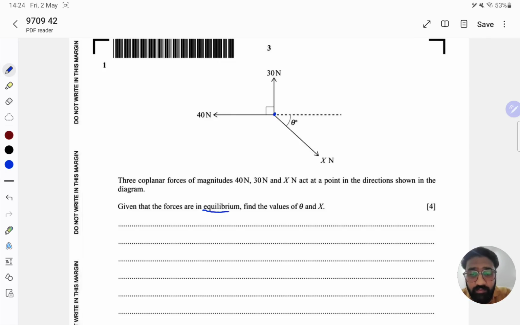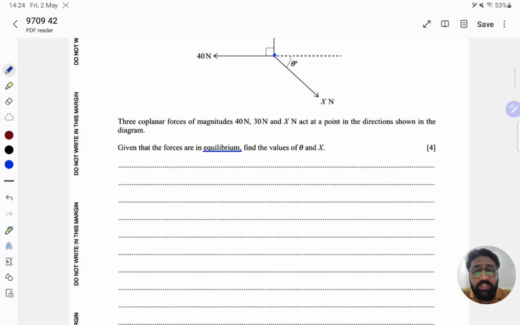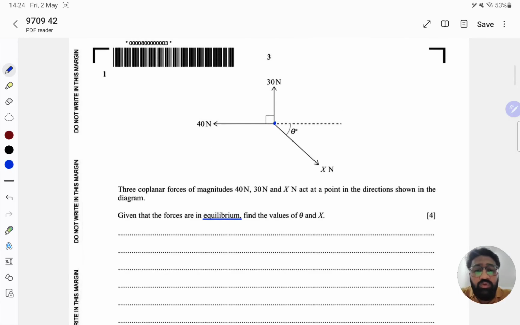So that's the key word over here. The forces are in equilibrium, which means that the object is at rest. We need to find the values of theta and x. Whenever we see that there are two forces that we are not supposed to resolve, because this is the point of observation, and with respect to it the 30 newton force is perpendicular and the 40 newton force is parallel to the plane, we only have to resolve the x newton force.